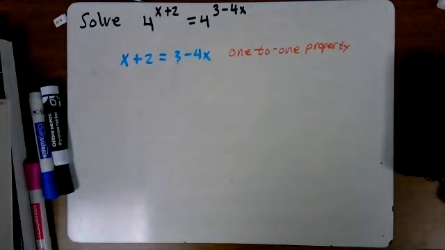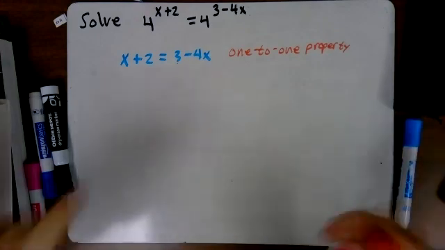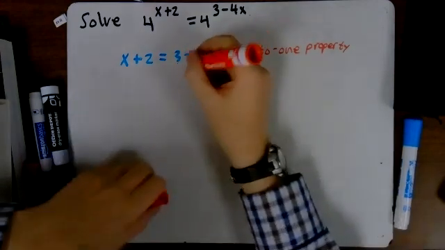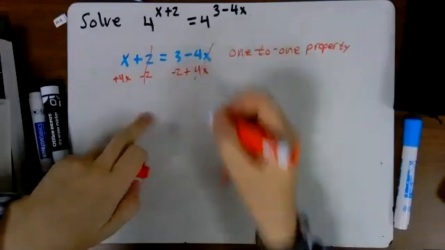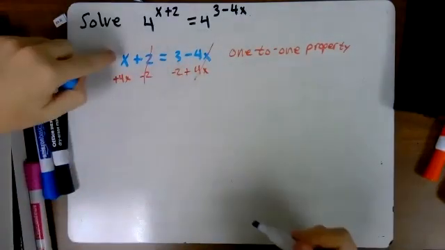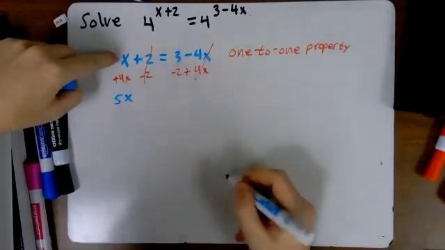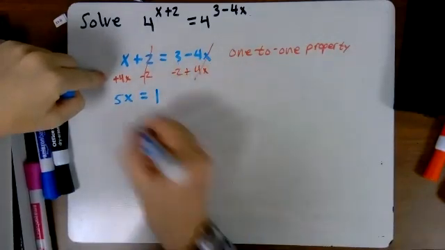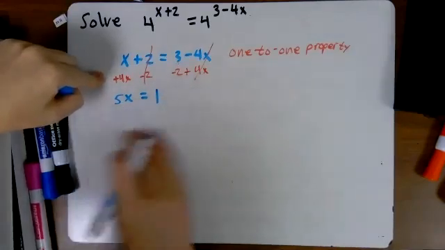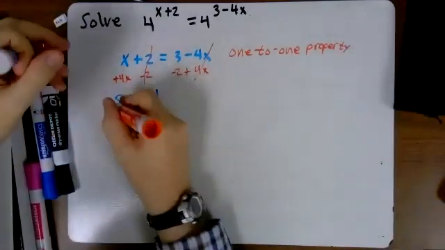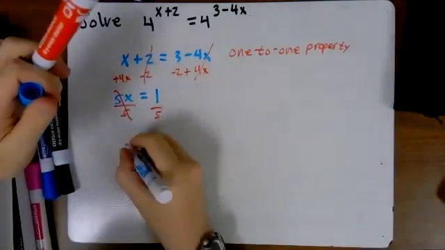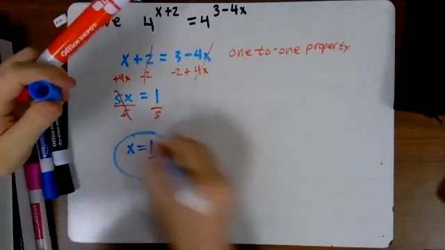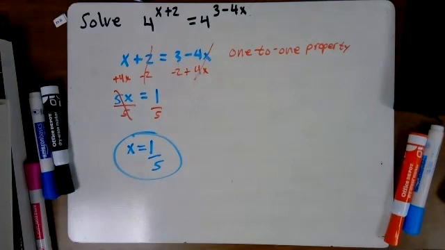Okay. Well, now what? Now it's just a regular old boring linear equation. We can handle this in our sleep. We need to gather up all the x terms on one side, all the non-x terms on the other. I'll add 4x to both sides. Subtract 2 from both sides. x plus 4x is 5x. 3 minus 2 is 1. Now we have 5x equals 1. Now we can divide both sides by 5, and we get x equals 1/5. It's actually pretty straightforward.